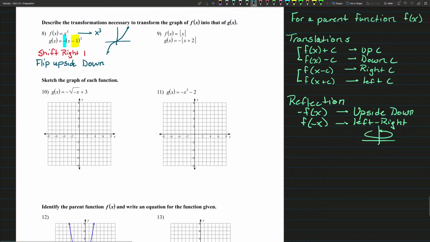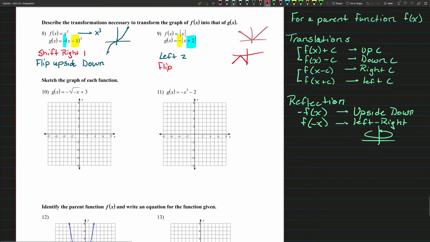Okay, so f of x equals absolute value of x. Again, if we don't remember what that looks like, it's the V. We're going to take this, and this plus 2 says we're going to shift it left 2 units. This negative on the outside says flip it upside down. So our new function, g of x, would be upside down and shifted left 2. So it would look like this.